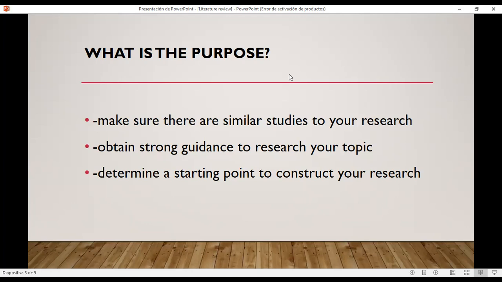Because we can have an issue and realize that it is not a strong issue for research. In classes, we are going to find different issues, but not all of them are issues of research. Sometimes they are issues of economical situation, of methodological strategies, of pedagogy, but not of research. So we need to be careful with that, and we realize that using the literature review.